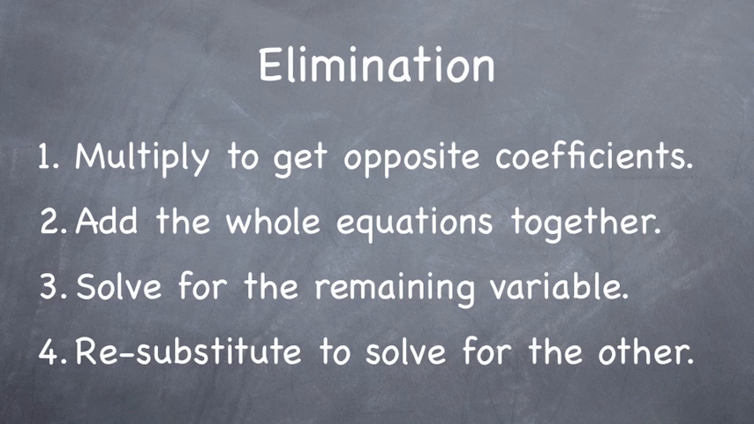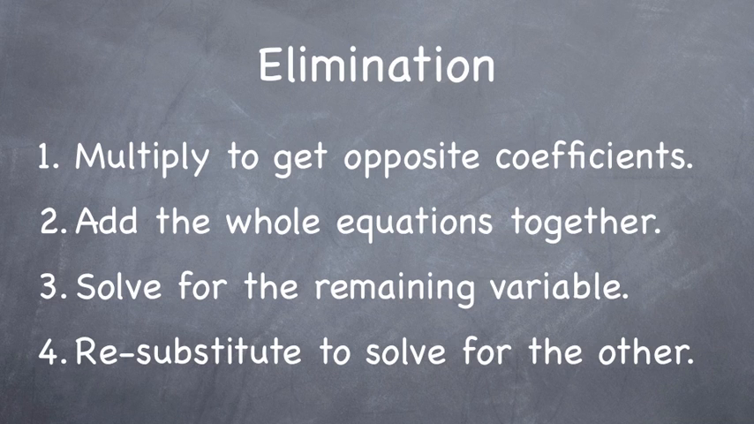The point of elimination is to eliminate one of the variables. And the way that we're going to do that is we're going to multiply one or both or all of our equations, so that between some pair of equations, one of our variables has opposite coefficients. So for example, maybe in one equation we have a 3x, and in the other equation we have a negative 3x. Maybe in one equation we have a 5y, and the other equation we have a negative 5y. So one of our variables we want to have exact opposite coefficients.